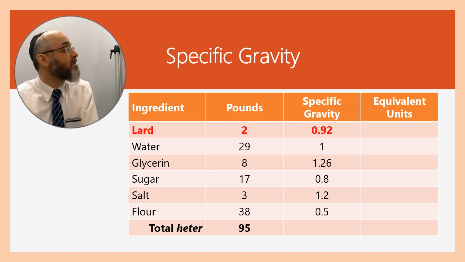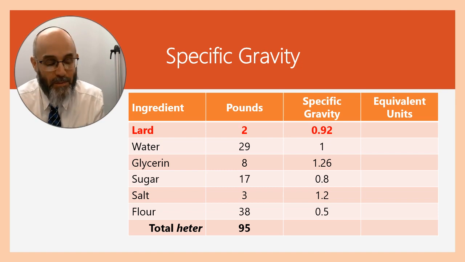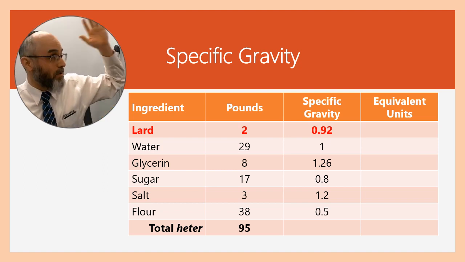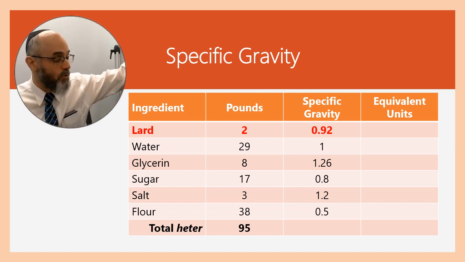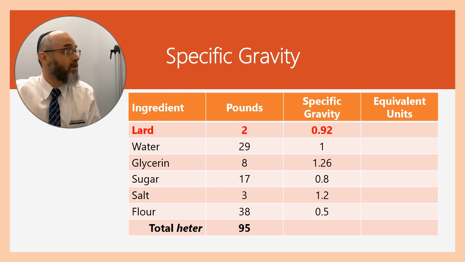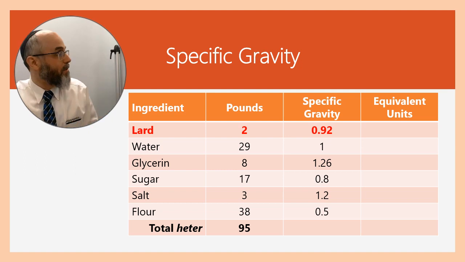And glycerin is 1 1/4 times as much the weight of water in the same amount of space. Okay, so if we were to take that recipe and now use the specific gravity to make the cheshbon over here, then what we do is we take the amount of pounds and divide it by the specific gravity, and that would tell us that.